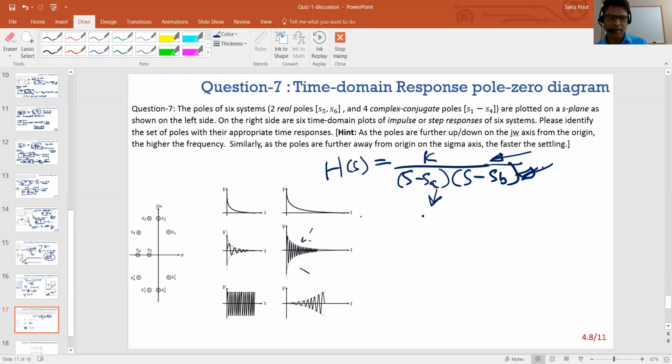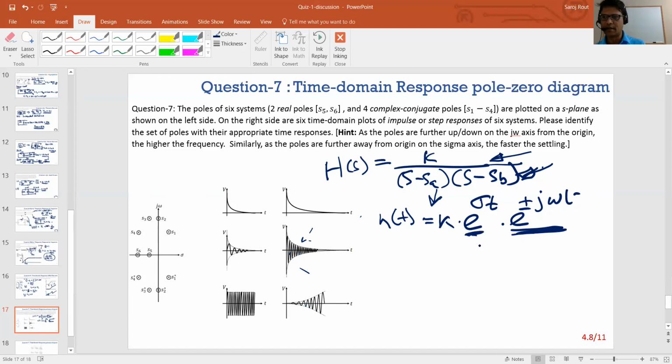And usually when you have a system like this and you write the time domain, let's say I want to find the time domain of this, it's something like k times e to the power sigma t, times e to the power plus or minus j omega t, right? If you do an Euler transform, this will be cos omega t plus j sine omega t, and that gives you the sine wave part of it, which you see in all these plots here. And this one tells you the damping rate: at what rate is it going down or going up?